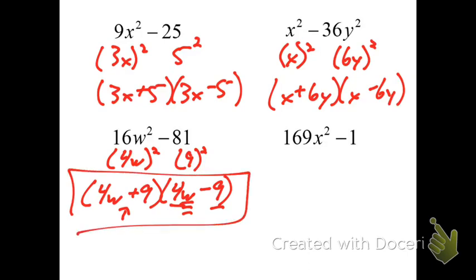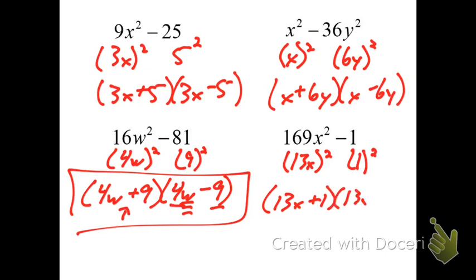Now next I have 169. That is the square of 13. So 13x squared is 169x squared. And then 1 is the square of 1. Okay, so we have 13x plus 1 and 13x minus 1. And so that's it. That is that.